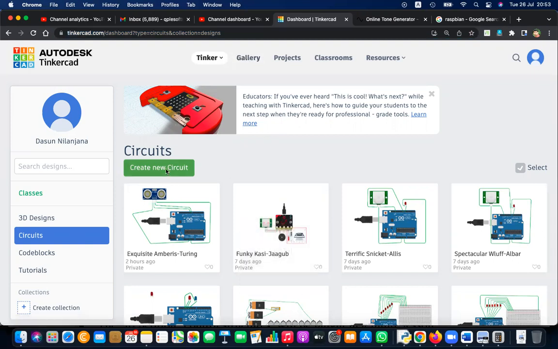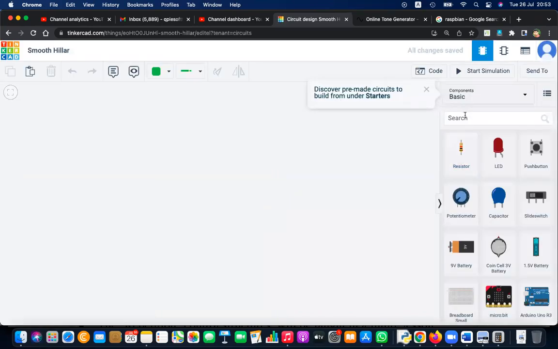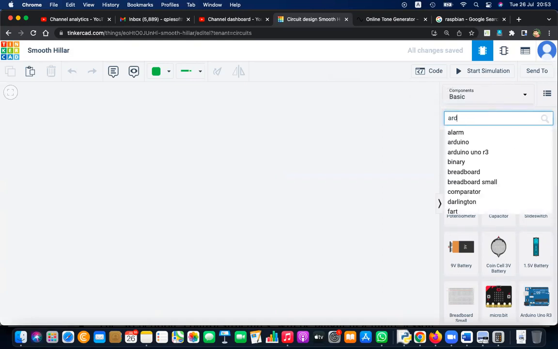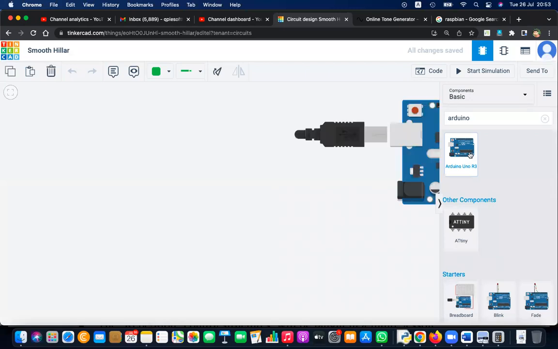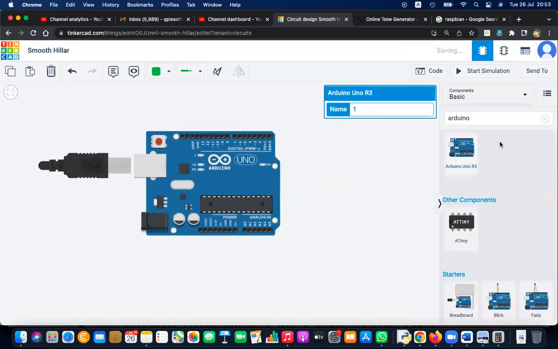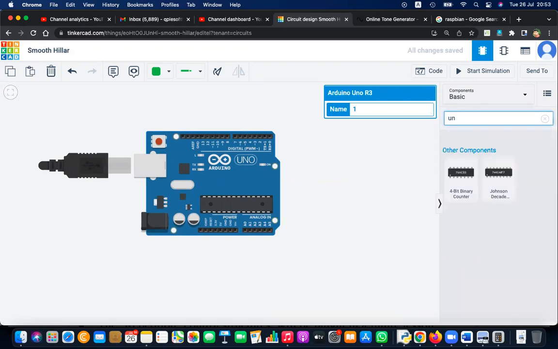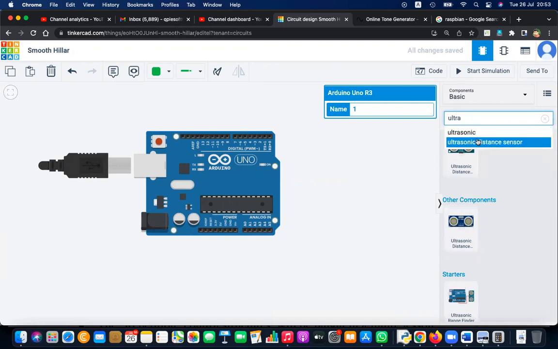So let's start creating the circuit now. Let's go to the circuits and start creating. I'm going to take the Arduino UNO board. I have to browse here, Arduino UNO. So this R3 board I'm going to take. Then I'm going to take the ultrasonic distance sensor, this one.